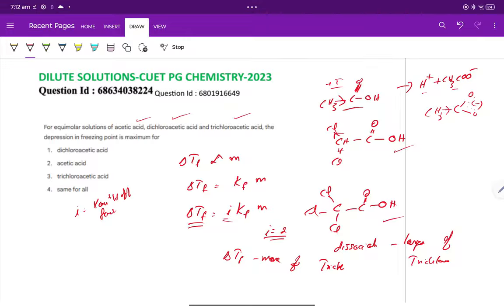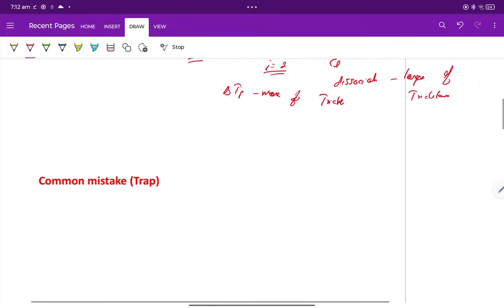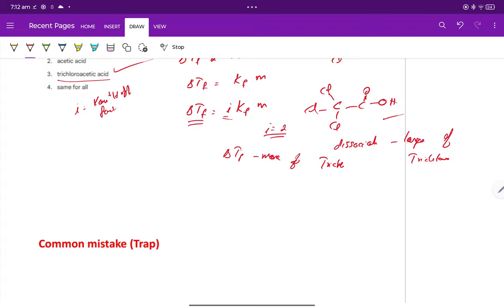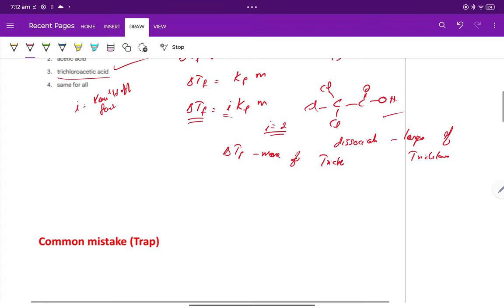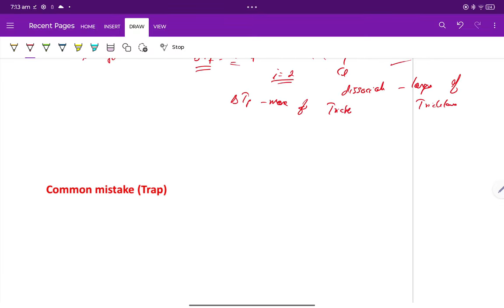So your right option will be trichloroacetic acid. But there is a common mistake students make, it is a trap-like question. Since this is a dilute solution, what will happen if the solution is extremely dilute? The acidity is not going to make any difference in that case.